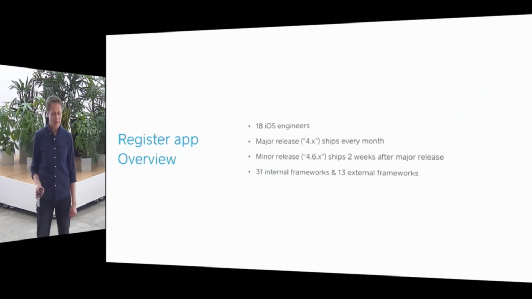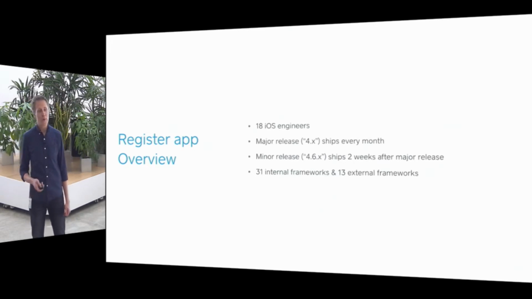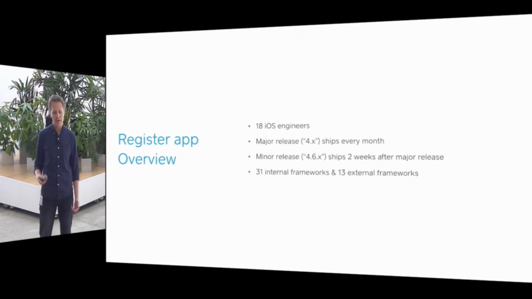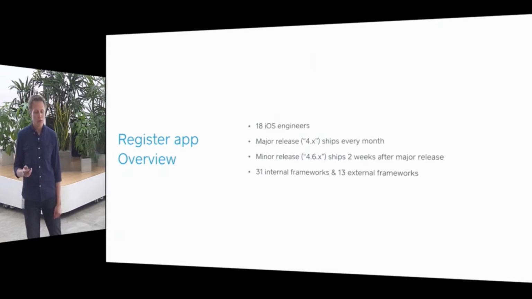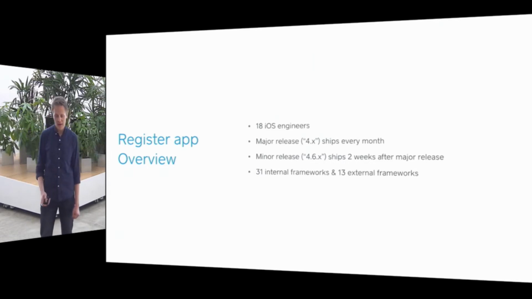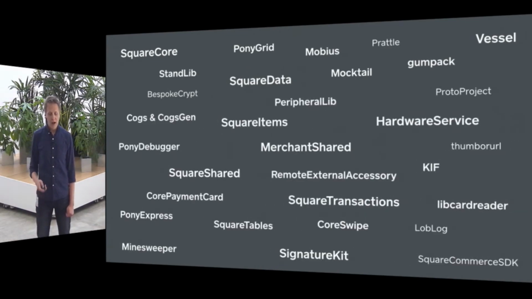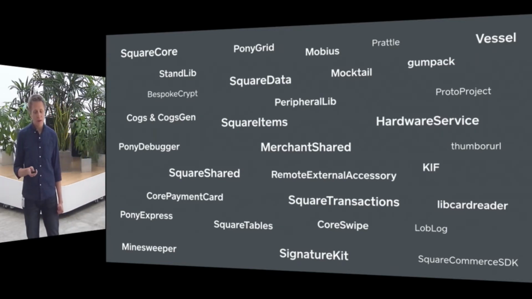So a little bit about the Register app. We have 18 iOS engineers. It's around 18. Some are half server and half iOS, but it rounds out to about there. We ship a major release every month, and then every 2 weeks after that, we ship a minor release, which has bug fixes, improvements, various small features, et cetera. The Register app is built with 31 internal and 13 external frameworks. I'm only going to cover a few of these today, which are Square Data, Square Core, and the hardware service.